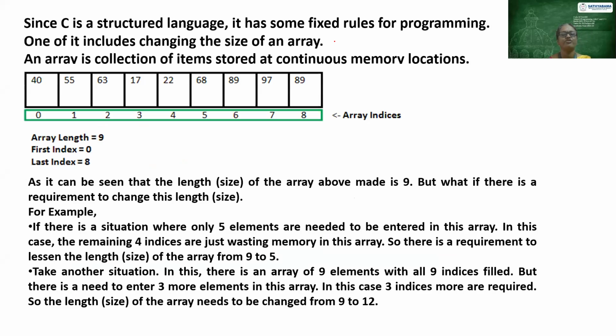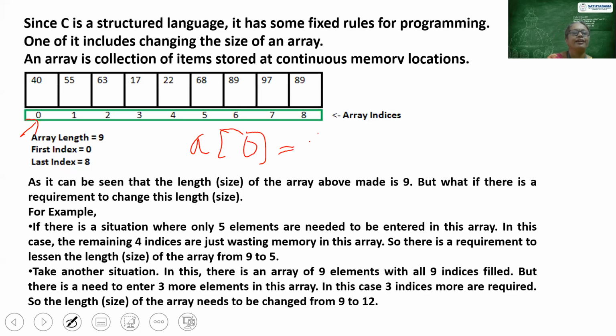C is a structured language. We all know the rules are very fixed. And while we are talking about the array, can we change the size of an array? Ma'am, you said the array is fixed, so how can I change my array? Here the array length will be 9 because the indices run from 0 to 8. We all know it starts with the fixed index a[0]. This is the way we will access it. a[0] is 40, and a[8] is 89.